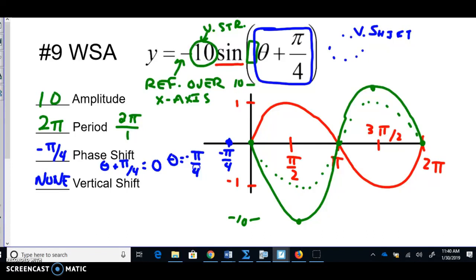Take this low point and move it to the left pi over 4. Move it to the left 45. It is at 90, so when you move it to the left 45, you will end up at pi over 4. Take this point, where it crosses the x-axis, move it to the left pi over 4, which again is 45 degrees. So we're at 180, to the left 45 is 135, which is the same as 3 pi over 4.